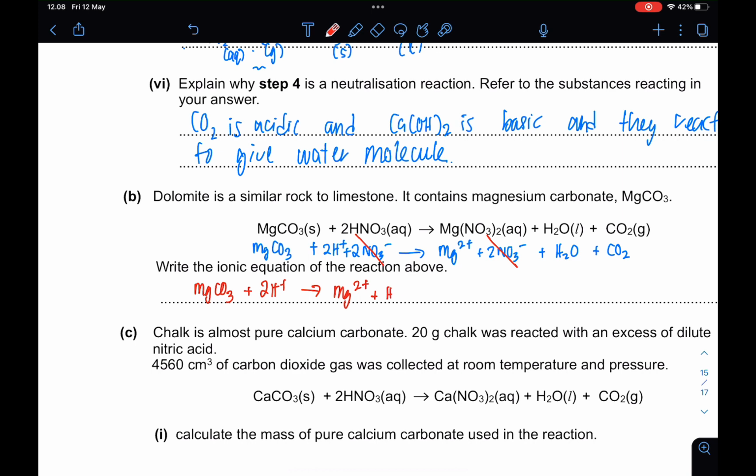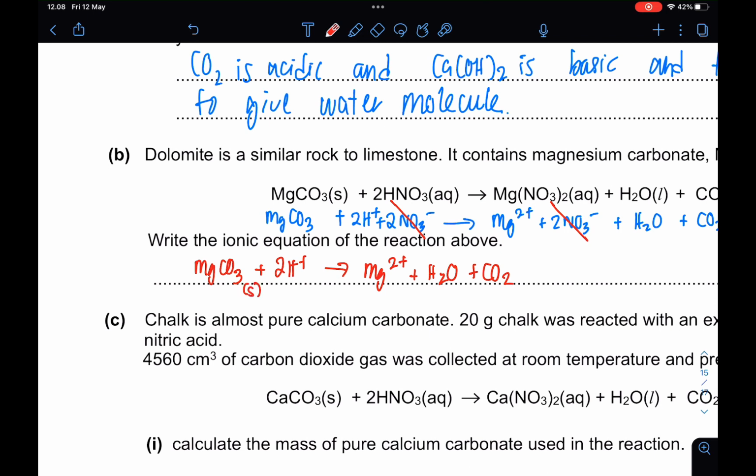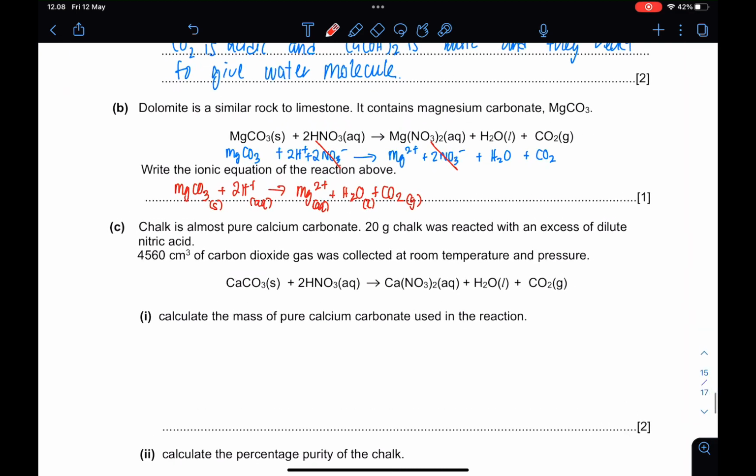So in this case, the ionic equation is magnesium carbonate plus 2H plus to give Mg2 plus, H2O plus carbon dioxide. And if you want, write down the states: solid, aqueous, liquid, gas.